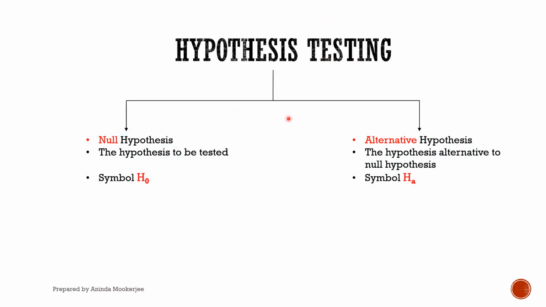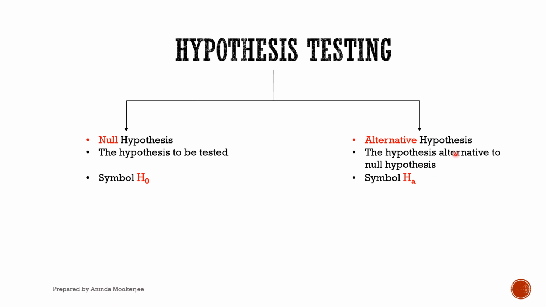Now here's a pictorial view of the two types of hypothesis that we talked about previously. There's the null hypothesis on one side, that's the established hypothesis, the established belief in this case of statistics. It's the established population mean. It is the hypothesis that will get tested, that is going to get contested. And the symbol for it is H sub 0, where the 0 appears as a subscript of capital H.